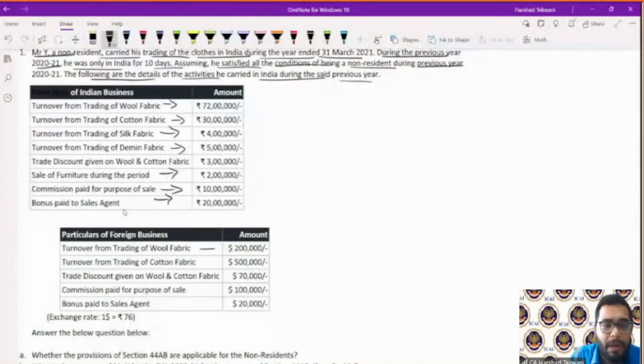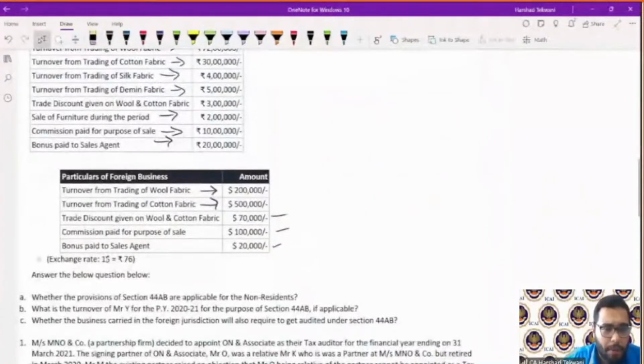Turnover from wool fabric, $200,000. Cotton fabric, again $500,000. Trade discount, 70,000. Commission for the purpose of sale, 100,000. And bonus paid to sales agent, 20,000. The exchange rate is 76 rupees per dollar.